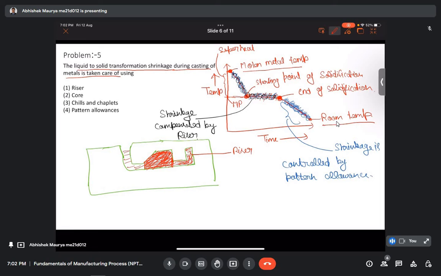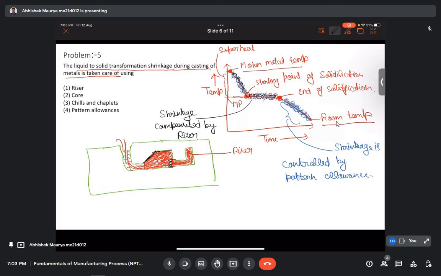So the job of the riser is, when we fill the molten metal inside the mold, it will go inside the cavity as well as fill the riser also. When the solidification process starts, and the temperature of the molten metal keeps decreasing until the final solidification happens, the job of the riser is to keep supplying the extra material in order to maintain the shape of the casting.